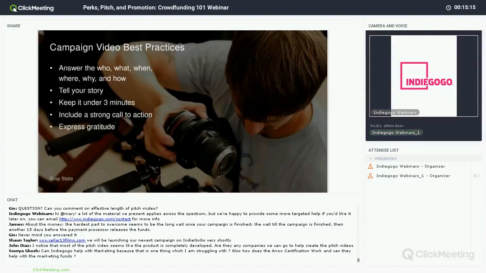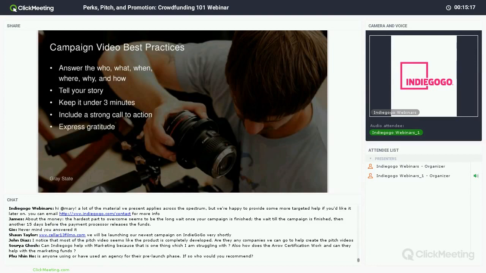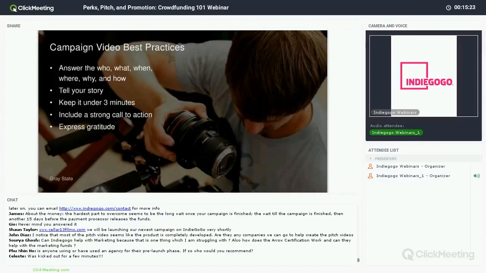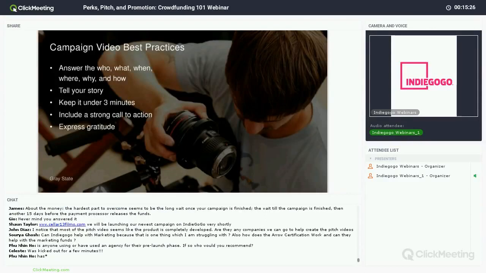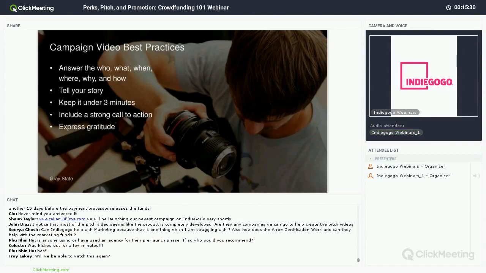Another important part of this is that you want to tell your story. You've got to remember, crowdfunding is not just about selling a product. It's not just about bringing money in. It's about creating an experience so that backers can become a part of your story.